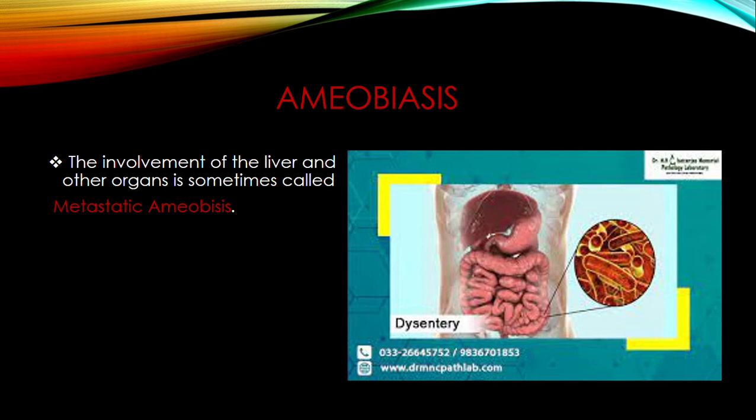From there, they start to enter into the bloodstream. As they are in the bloodstream, they enter into the systemic circulation, where they are carried to different parts of the body. At that point, it is called metastatic amoebiasis.